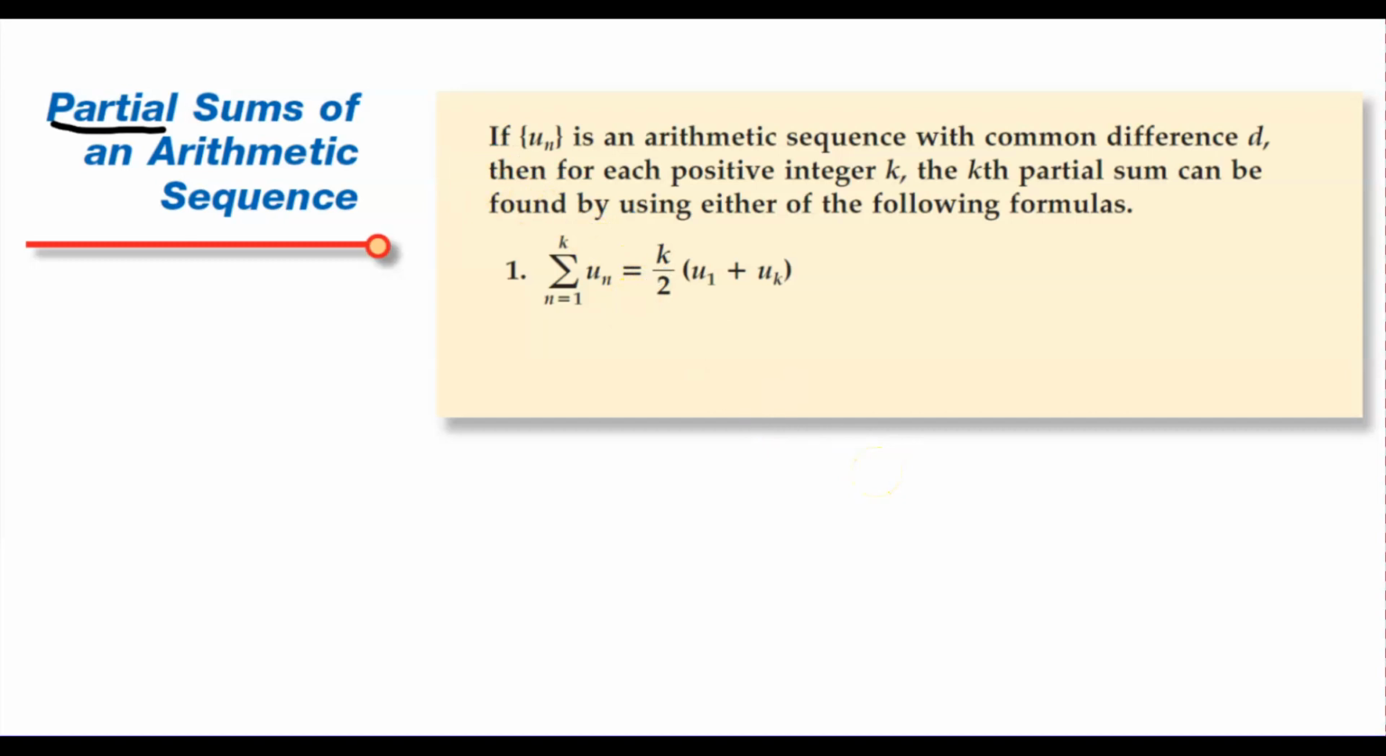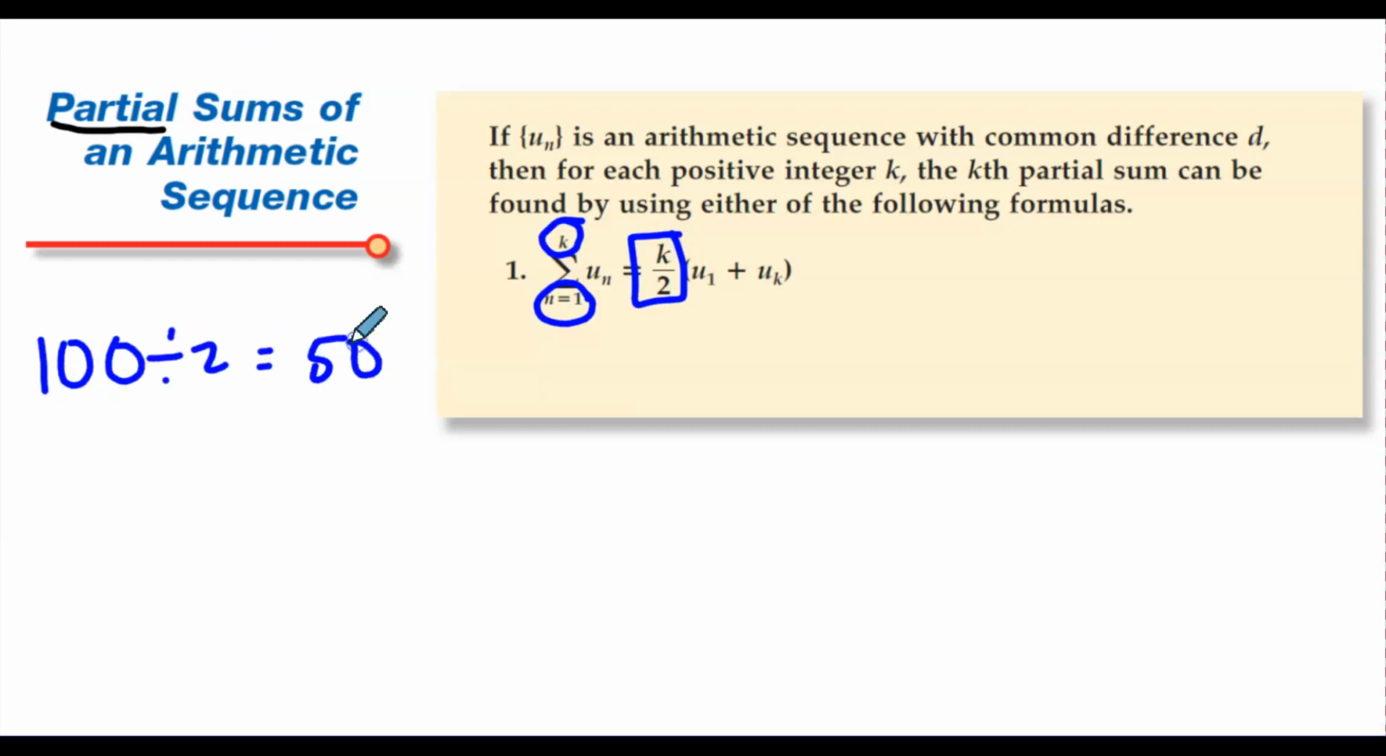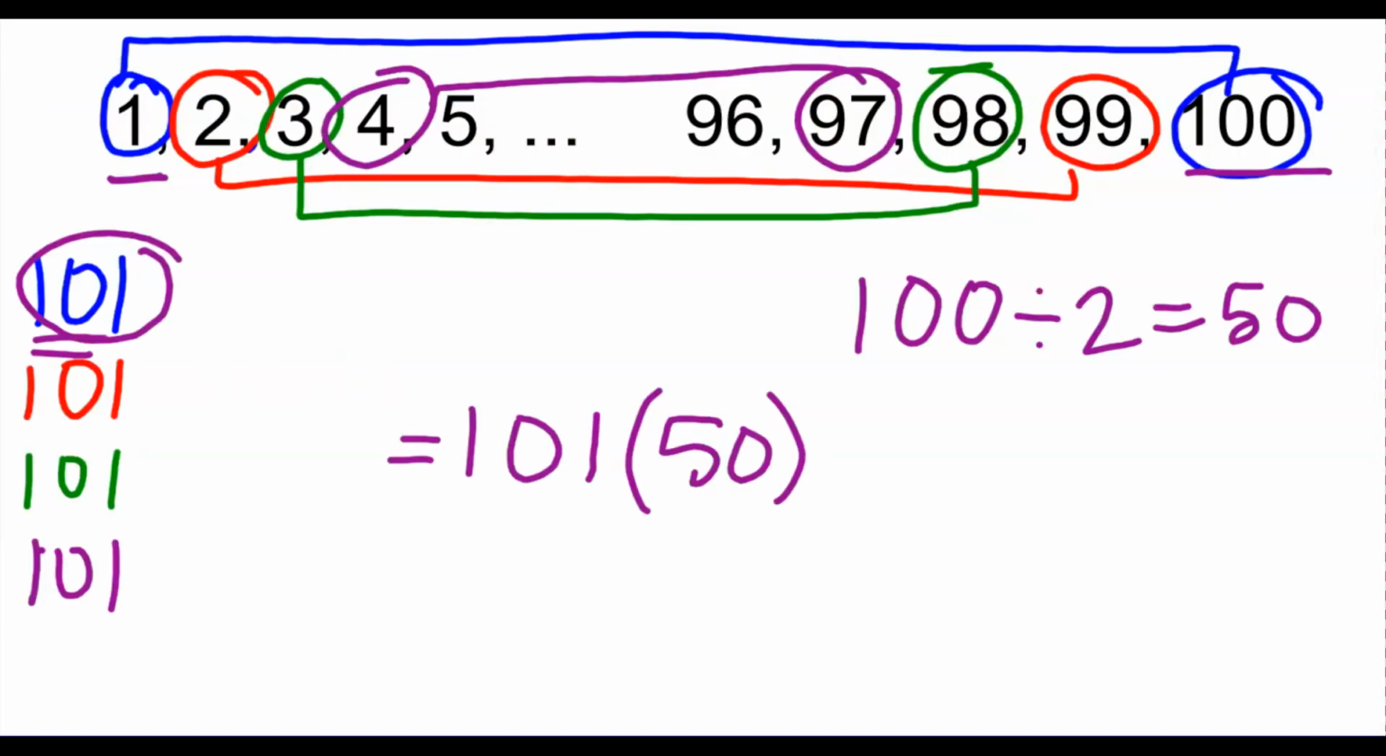To find the partial sum of an arithmetic sequence from the first term to the kth term, you just take the number of terms and divide it by 2, just like we did. We had 100 terms and we divided it by 2 to get 50. And then you multiply that by the first term added to the last term. That's what we did over here. We took the first term and the last term, and we added them together, we got 101.